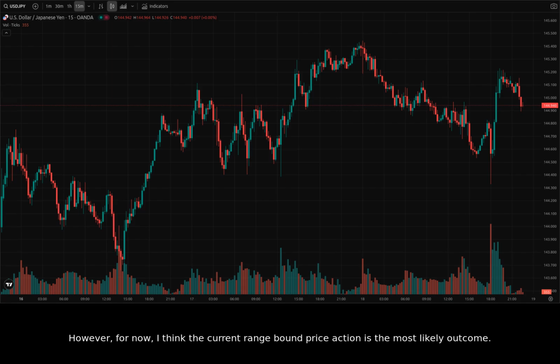However, for now, I think the current range-bound price action is the most likely outcome. A break below 142, which is fairly unlikely in my opinion, would suggest a stronger bearish sentiment. A break above 146, while more likely, needs confirmation from strong U.S. economic data. Remember, managing risk is key.